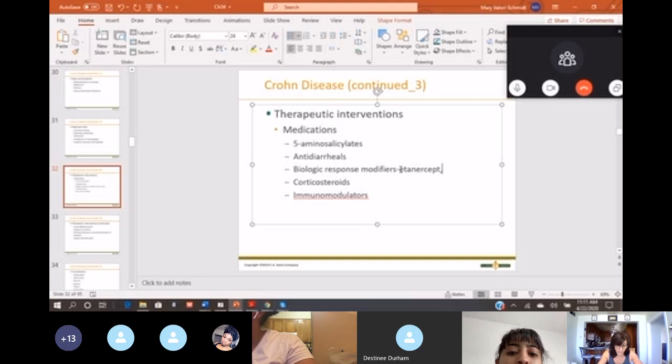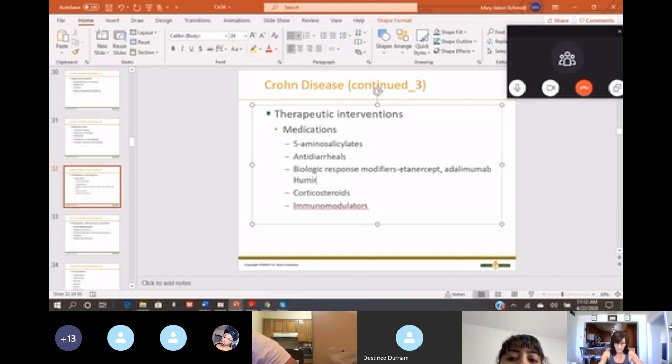Etanercept is a biologic, and adalimumab, that's a mouthful. Those are biologics. That's also called Humira. You might see that advertised on TV. Those are biologics, and what they do is they actually suppress the immune response.